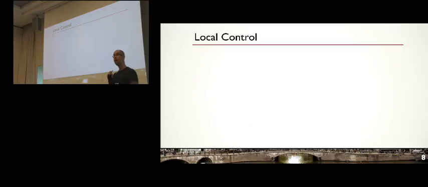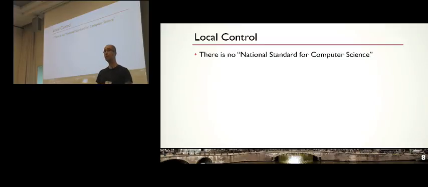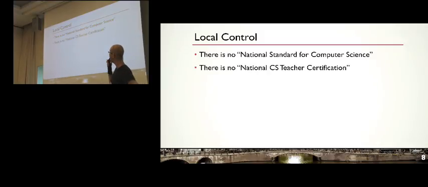Second constraint. In the United States, education is hyper-local. It's decided at the local level. Individual cities and school districts make determinations, not the state, not the country. So what does this mean? There's no such thing as a national standard for computer science in the US. Schools can make it up on their own. There's no such thing as a national computer science teacher certification.